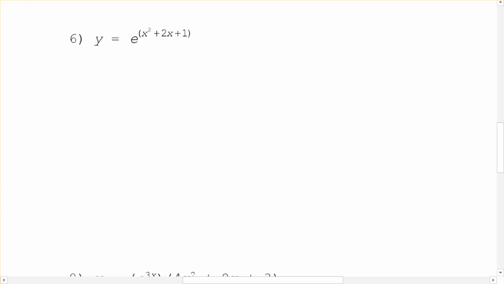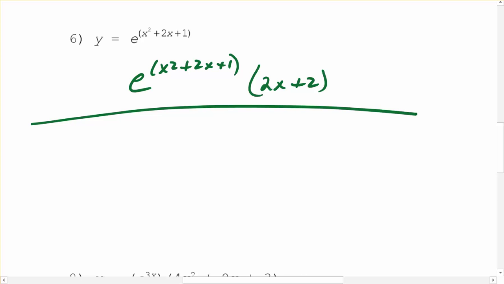This one's just like the other ones, but it's this with e. E is really nice, right? So it's just e to the what? 2x plus 1 times plus 2. Exactly.